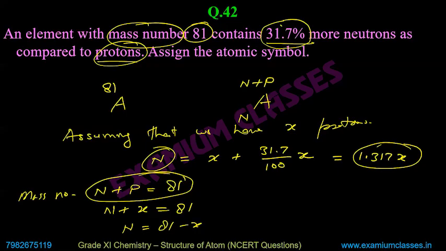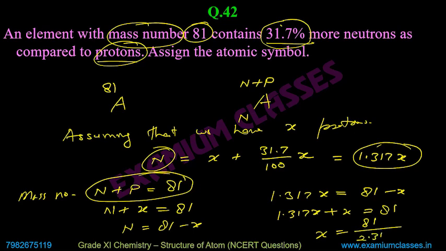If you equate these two, 1.317x equals 81 minus x, so 1.317x plus x equals 81, x equals 81 divided by 2.317. Whatever you get, that will be the answer. I think you will get the answer as 35 in this case. It is bromine, approximately.